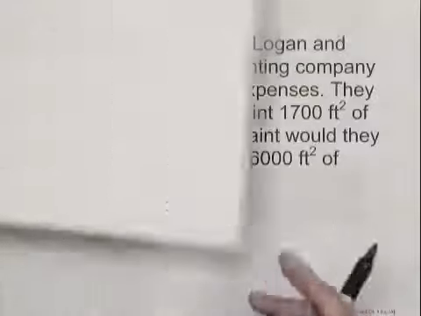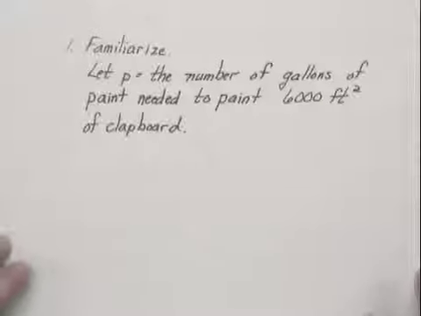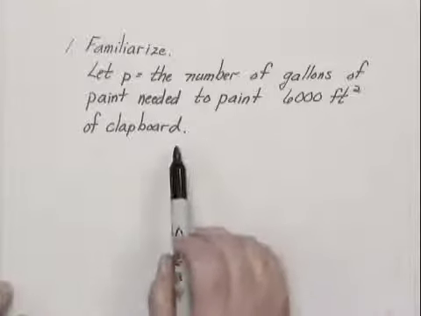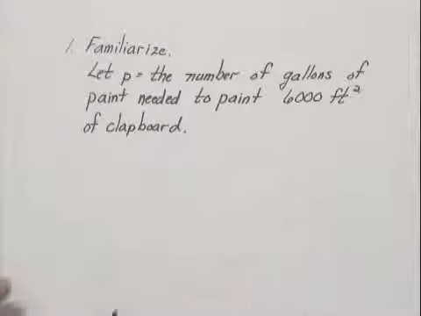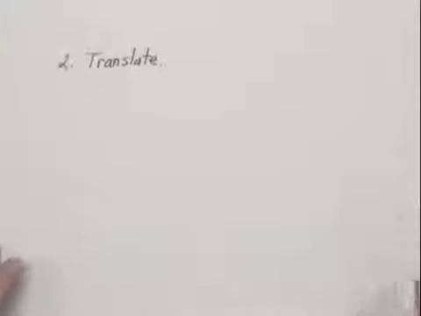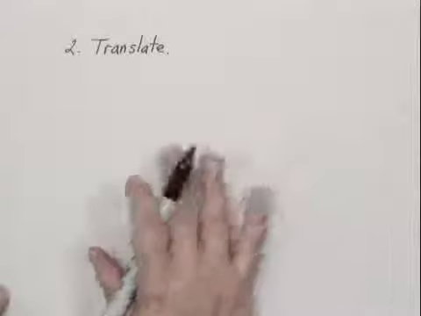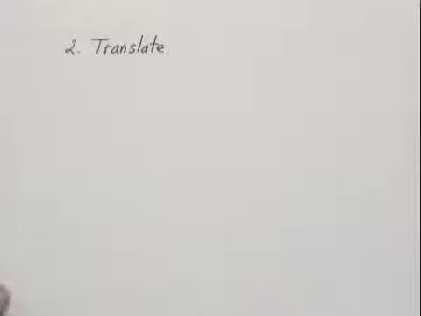So we define a variable, let P equal the number of gallons of paint needed to paint 6,000 square feet of clapboard. To translate, we'll translate to a proportion. Now the key on proportion translating is that we get the same unit in the numerator on both sides of the equation and the same unit in the denominator.